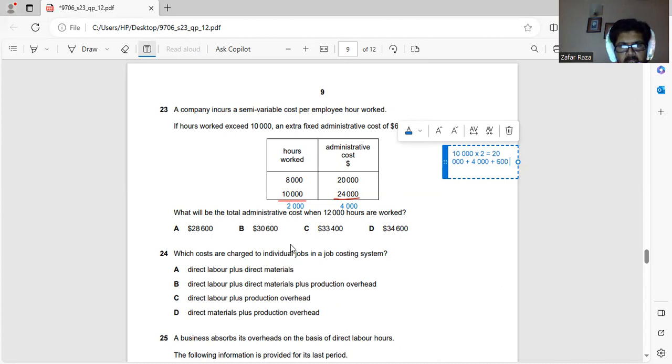24. That makes 4, 2. Okay, sorry. We have made 12,000. Oh, sorry. Here we have to use 12,000. So that means our cost is 24,000 variable cost. Okay. So 24,000 plus 4,000 plus 600. 28,600 is the answer.